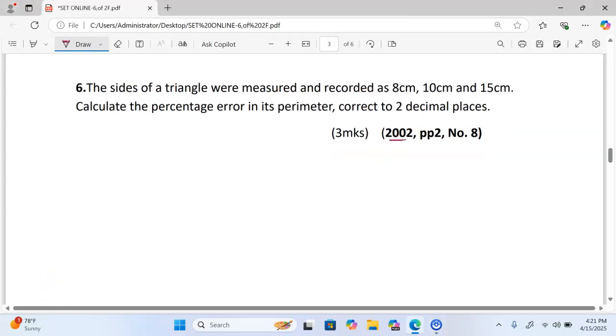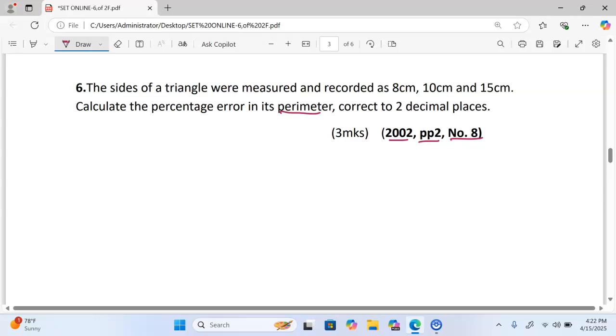We are presenting a question that was done in KCSE 2002 paper 2 question number 8, a question on approximations and errors, form 3 mathematics. The question reads: the sides of a triangle were measured and recorded as 8 centimeters, 10 centimeters and 15 centimeters. Calculate the percentage error in its perimeter.